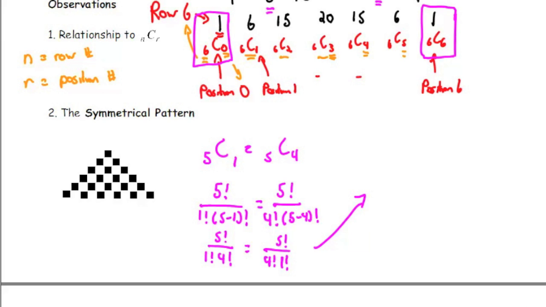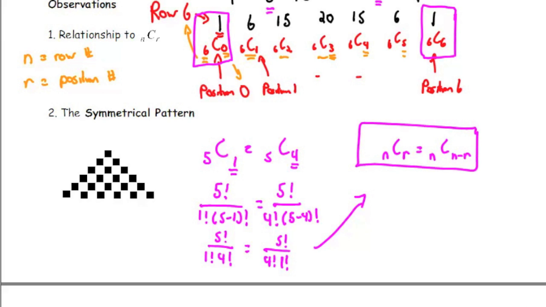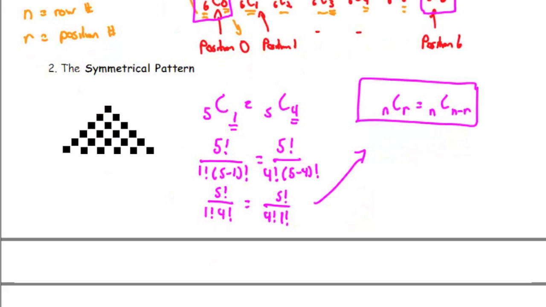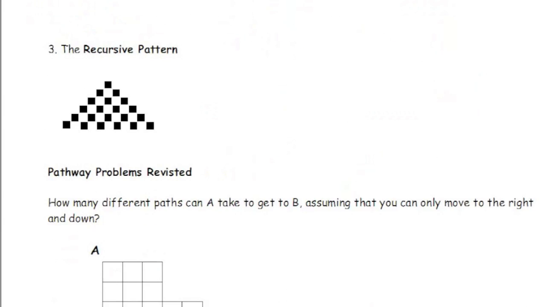So in conclusion, we can say in the general case that nCr is just equal to nC(n minus r). Take a look at what we had. This is r. This is n minus r. It's just the same thing. So this is a symmetric property of the Pascal's triangle. Like I say, this thing is just powerful.